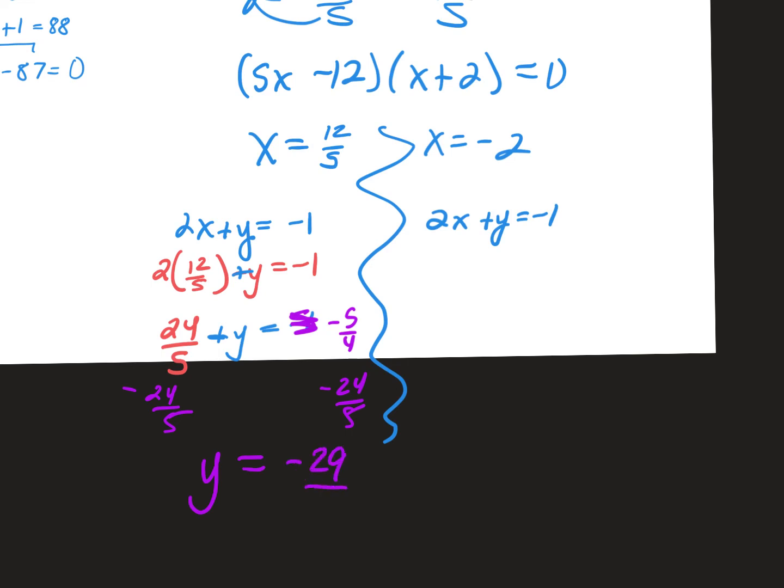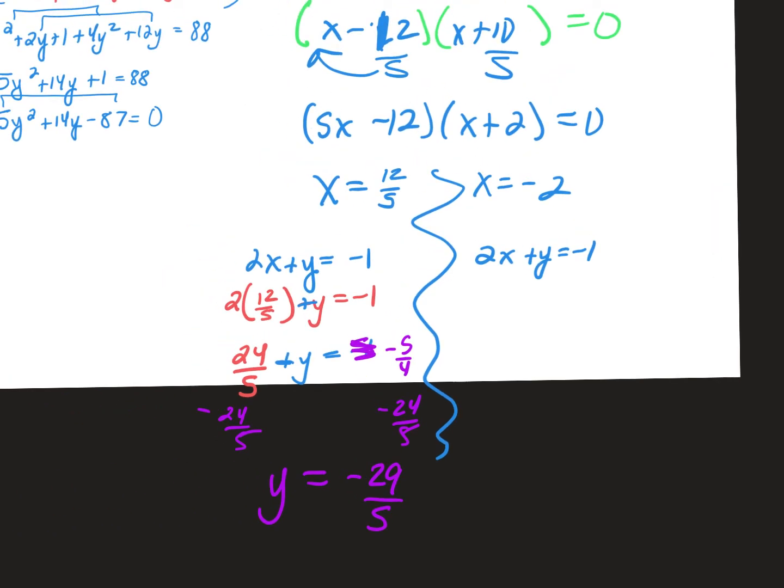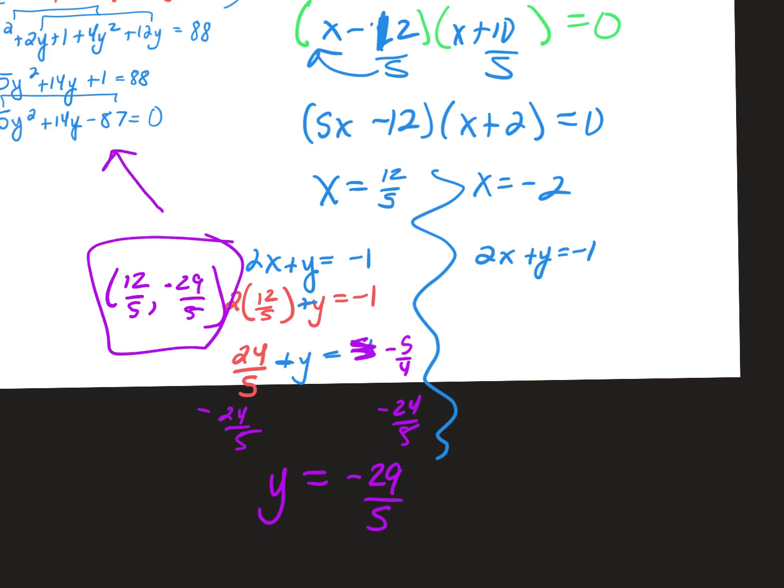Negative 29 over 5. So this ordered pair, when I plug in 12 over 5, I get out negative 29 over 5. That is gross. I understand that. Now, we would have gotten the same thing if we kept working here. I just think most of you went the other route. You would have gotten the same thing, just the numbers are a little bigger. On the right-hand side, this is super easy.